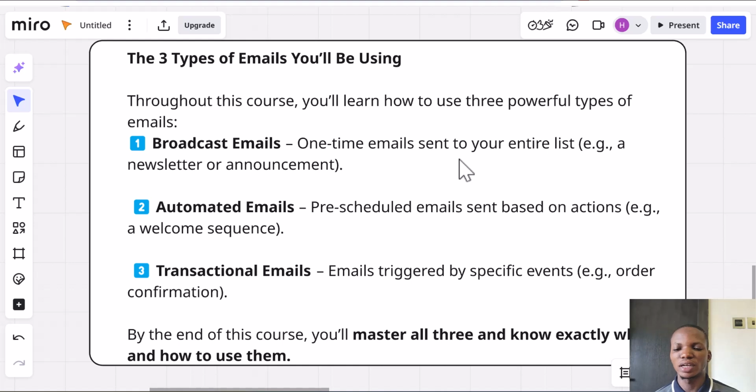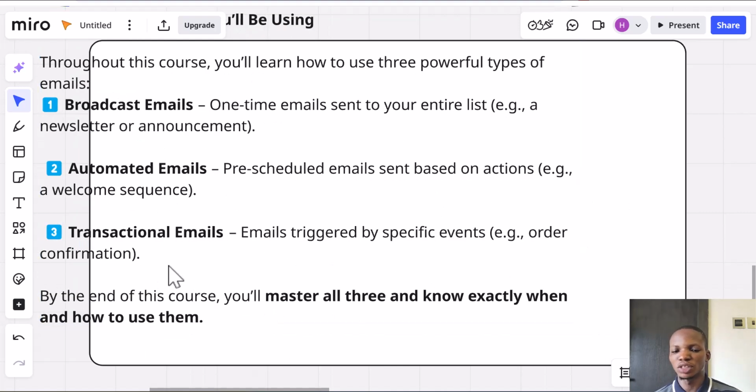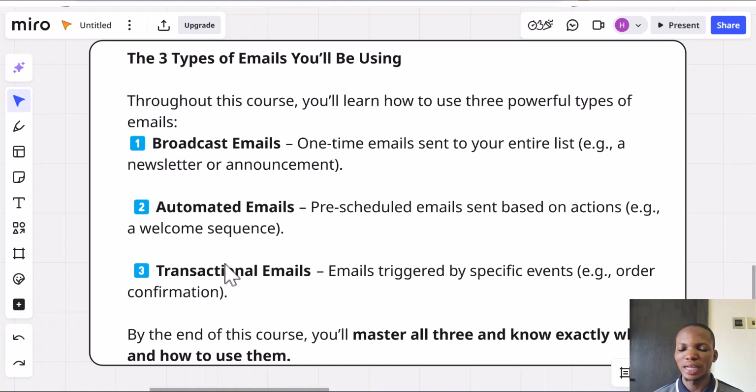And then there is the final one, which is a transactional email. These are emails that are triggered by specific events. A transactional email is like all those confirmation emails that you get from platforms like Temu, Amazon, Jumia, or even HiveMind when you bought this course. Those transactional emails are examples of email marketing as well. So by the end of this course, you'll have mastered all three email marketing channels and know exactly when and how to use them.